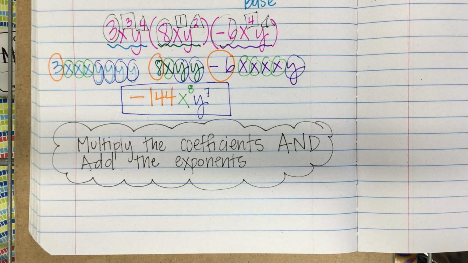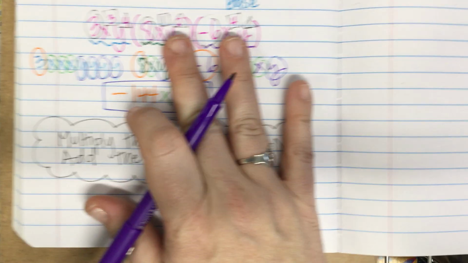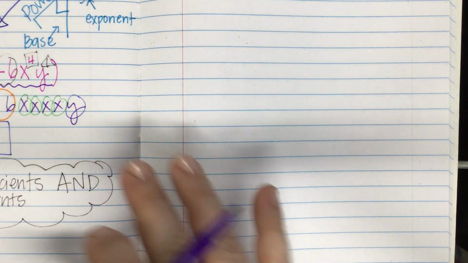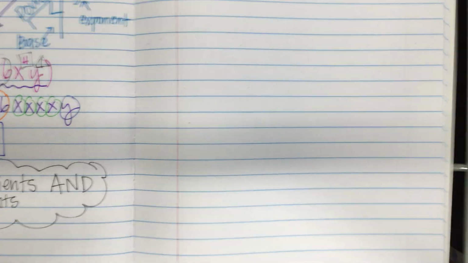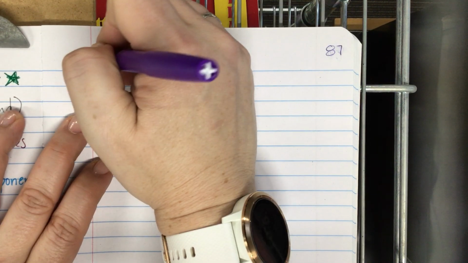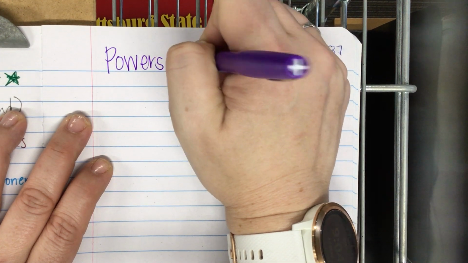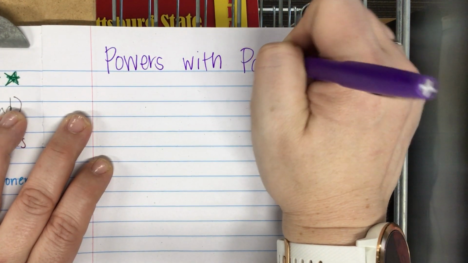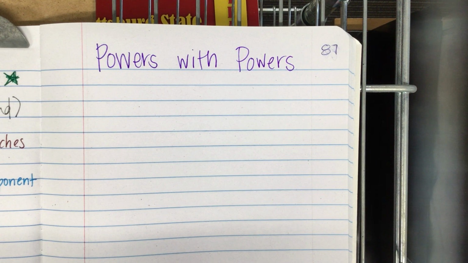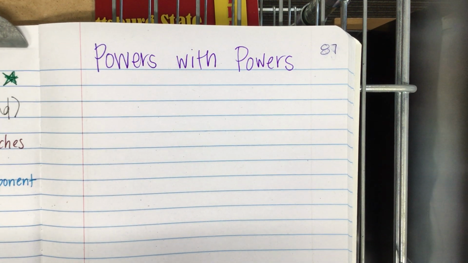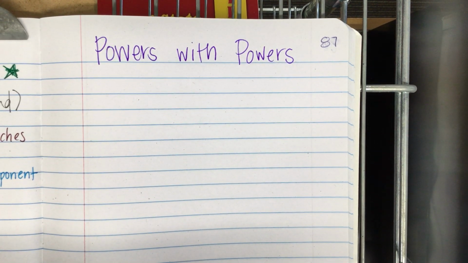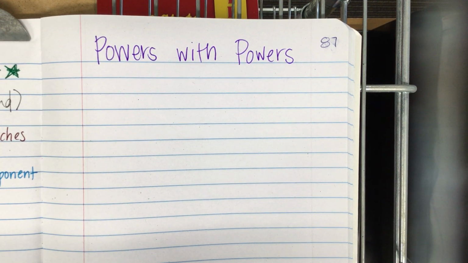Let's do page 87, powers to powers. Let's get two birds with one stone today. You'll have to go back to your table of contents. I'll give you a second to write that in there on page 87, powers with powers.